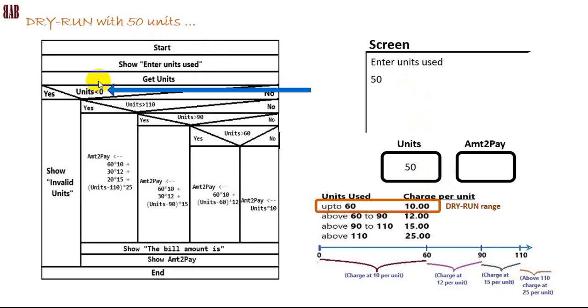Then you go to the condition check. Is it less than 0? No. This time it is 50. No, it's not a negative number. So if it is a negative number only, it's going to go through this side, right? So now it's going to go through the no side because it's not negative.